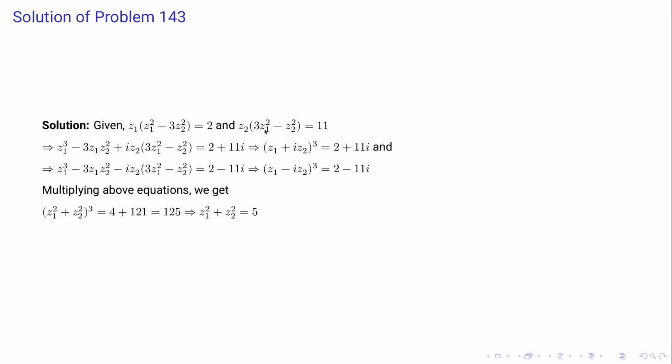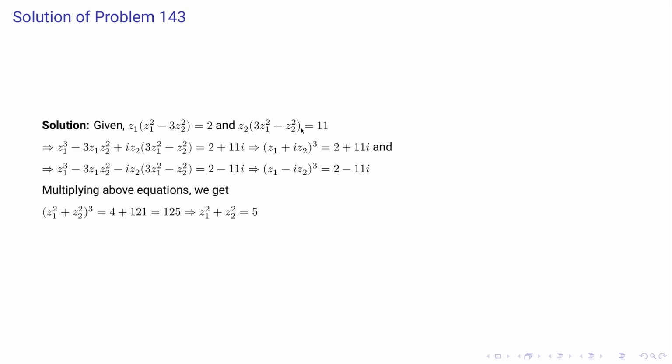We multiply I to the second equation and add it to the first equation. We obtain Z1 cube minus 3Z1 Z2 square plus I Z2 into 3Z1 square minus Z2 square is equal to 2 plus 11I. Now the left hand side is nothing but Z1 plus I Z2 whole cube is equal to 2 plus 11I.